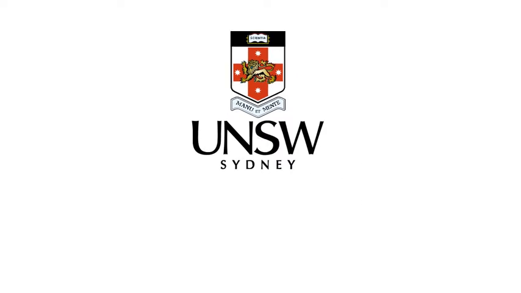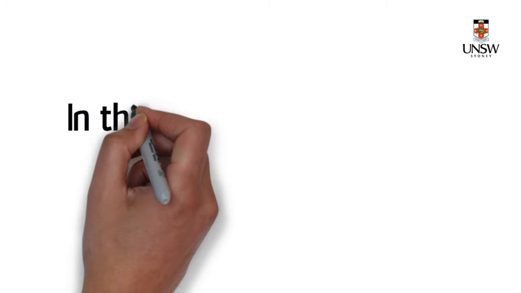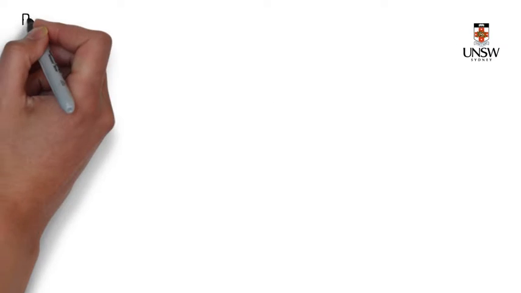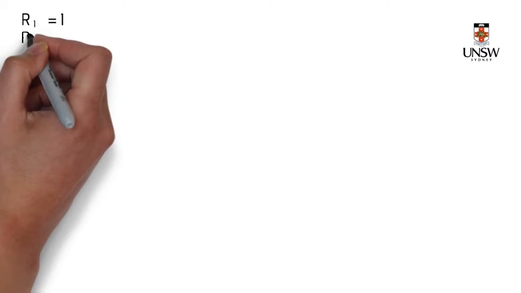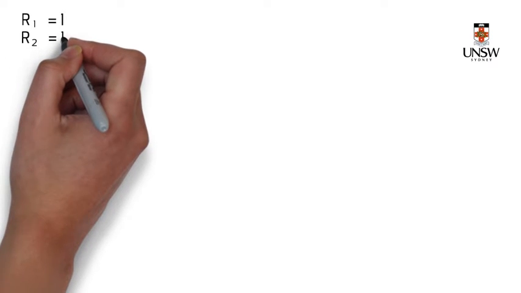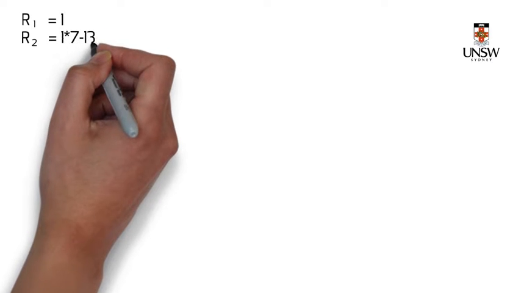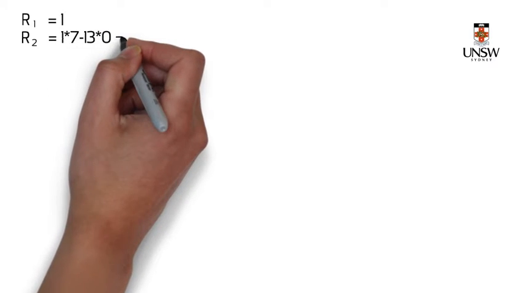For this example, we will use m equals 13 and a equals 7. We will start with r1 equals 1. r2 equals 1 times 7 mod 13, which equals 7 mod 13. Since 7 is less than 13, this equals 7.